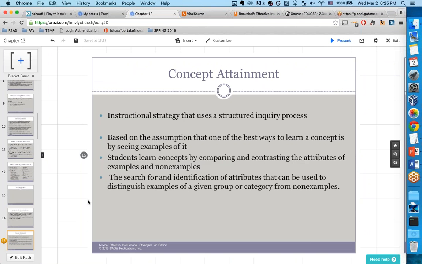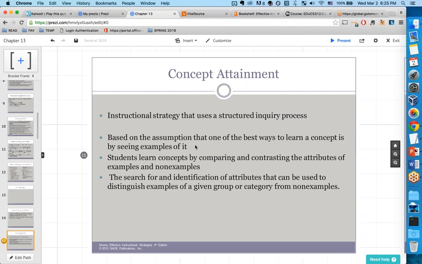All right, now let's talk about concept attainment. This is a very easy strategy to use in the classroom. A lot of times this may be used, I would say, with a younger audience more than an older audience, but there's no set rule about this. So this is an instruction strategy that uses an inquiry process.